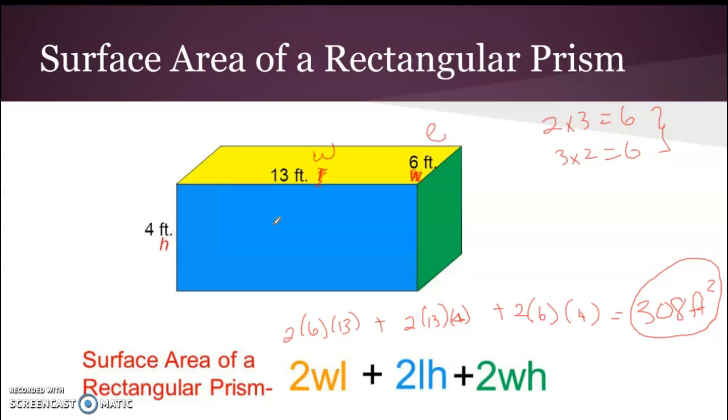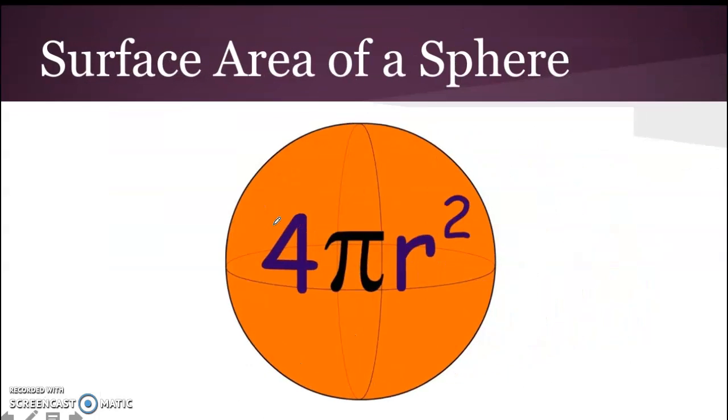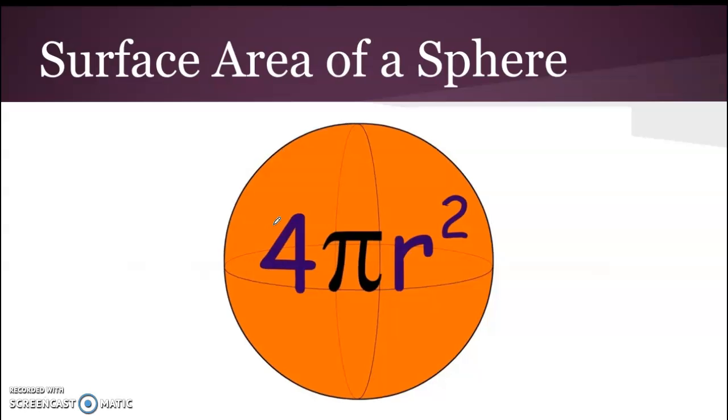I know it's a lot, but we got one more to go, and this is a simple one. The surface area of a sphere. A sphere, I want you to think of as a basketball, right, my guys? Most of you are my basketball players. A sphere consists of 4 circles, so the surface area of a sphere is 4 pi r squared. Now let's look at an example.